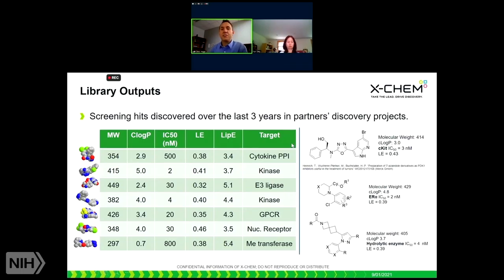Oh, and the last thing I wanted to talk about here is the variety of target classes. So you can see it's not just one particular target class that we're able to hit with these types of libraries. We have a range of target types: PPIs, cytokine PPI targets, kinases, ligases, GPCRs, nuclear receptors. So a variety of targets are able to be targeted with these libraries that give very ligand efficient hits.